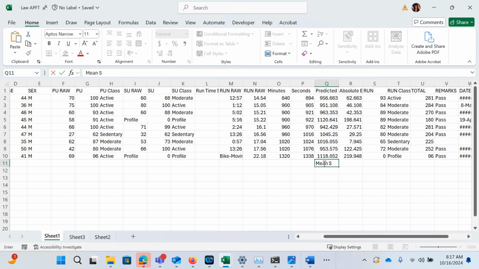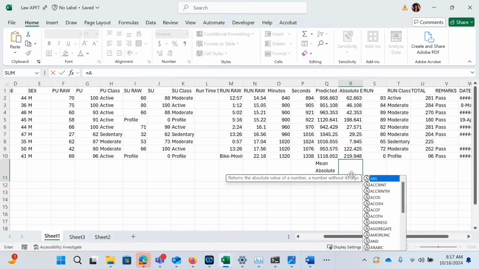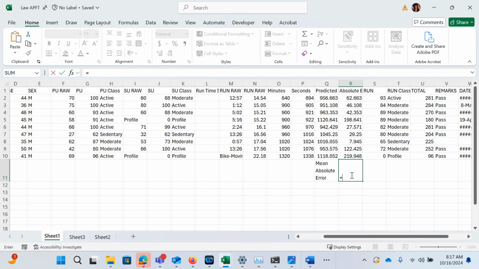The mean absolute error is going to be the mean of these. How do I find the mean of these guys? I just take the average. So I add them all up and divide by the total number. I can do this in Excel. So that's going to be average is the command, and it's going to be R2 to R10. I'm going to take the average of these guys, and that's going to give me the mean absolute error.